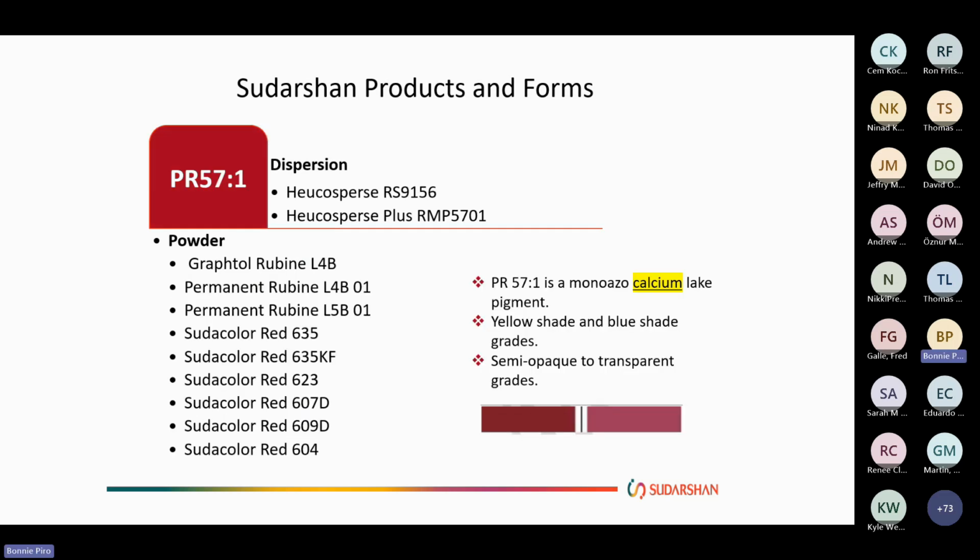And then Pigment Red 57.1 is again one of those color indexes where there's a lot of products available to meet all of the needs that are out there in the different application areas. It's also a calcium lake pigment, so it does have that calcium on there. It can be found in both yellow shade and blue shade, as well as a variety of transparencies, depending on what your application ultimately needs.